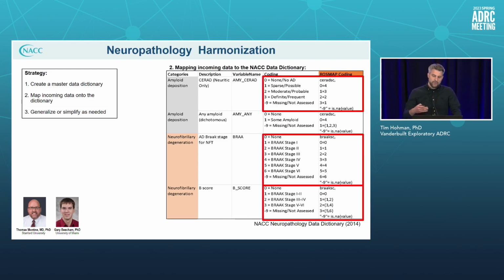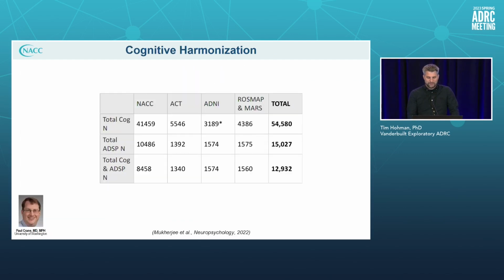And you can see some of the ways that Dr. Beecham has recoded other data sets to align with NACC. And these data, we released about 6,000 participants this year. That number will increase a lot more this fall, but you can already access those right on NIAGADS, and those are all NACC neuropath forms.